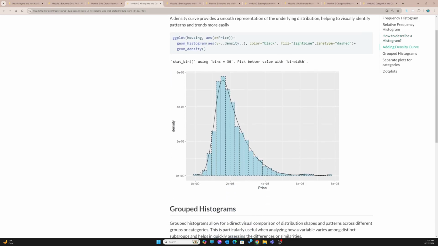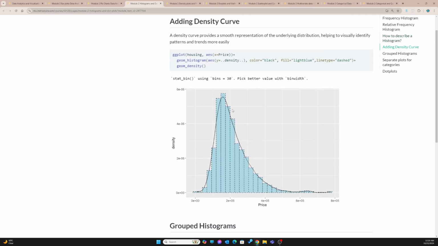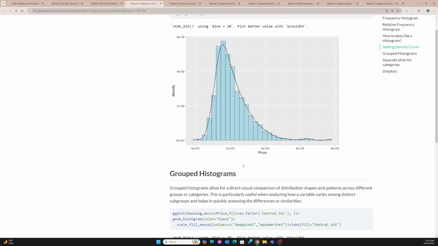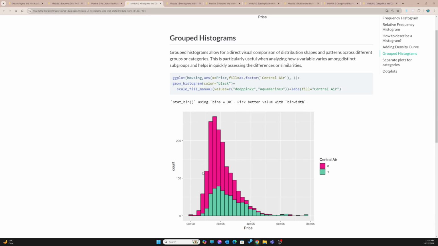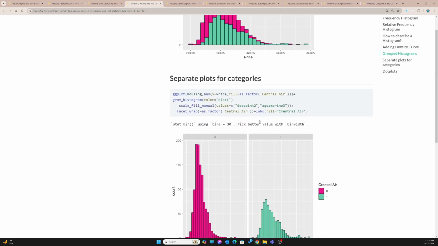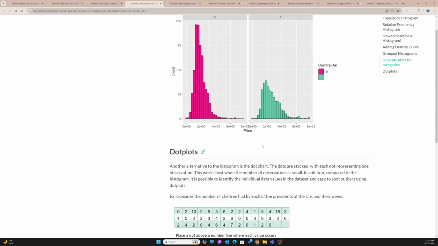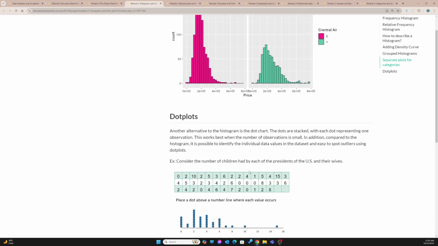Now, there is another thing called a density curve. It helps us see the patterns and trends more easily than a distribution curve like the frequency histogram. Now you can also, like we did with the grouped bar charts, make grouped histograms, and you could also make a separate plot for each of the categories. Very useful if you're doing machine learning.